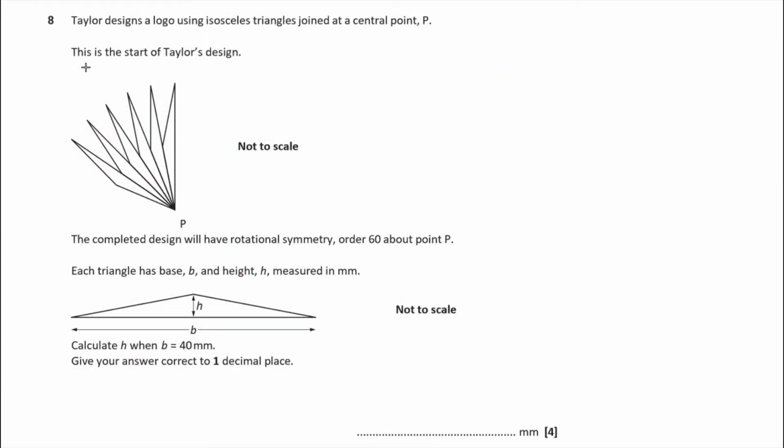Question 8. Taylor designs a logo using isosceles triangles joined at a central point P. This is the start of Taylor's design. The complete design will have rotational symmetry of order 60 about point P. Each triangle has base b and height h measured in millimeters. Calculate h when b is 40 millimeters. Give your answer to 1 decimal place. Okay.